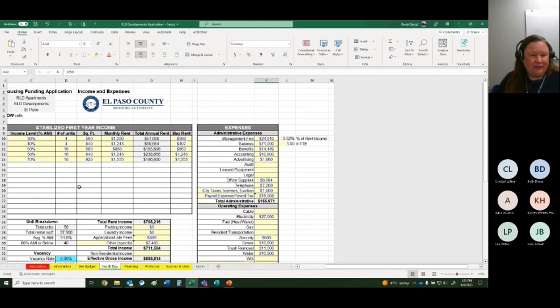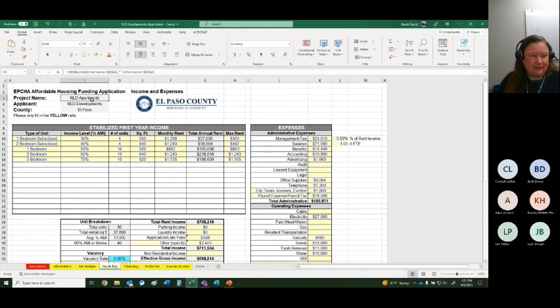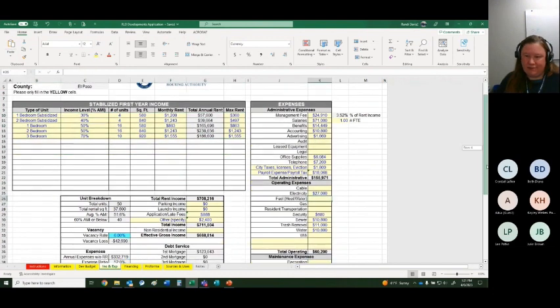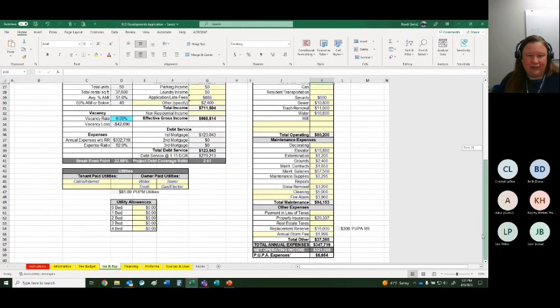The next tab, income and expenses. You can see again, the gray tabs fill themselves out. Try to tell us as much as you can. There we go.